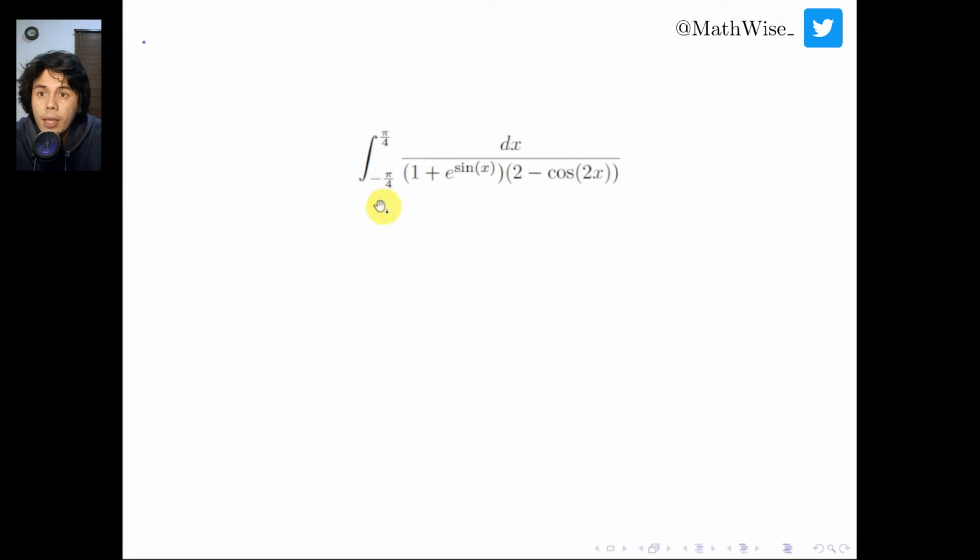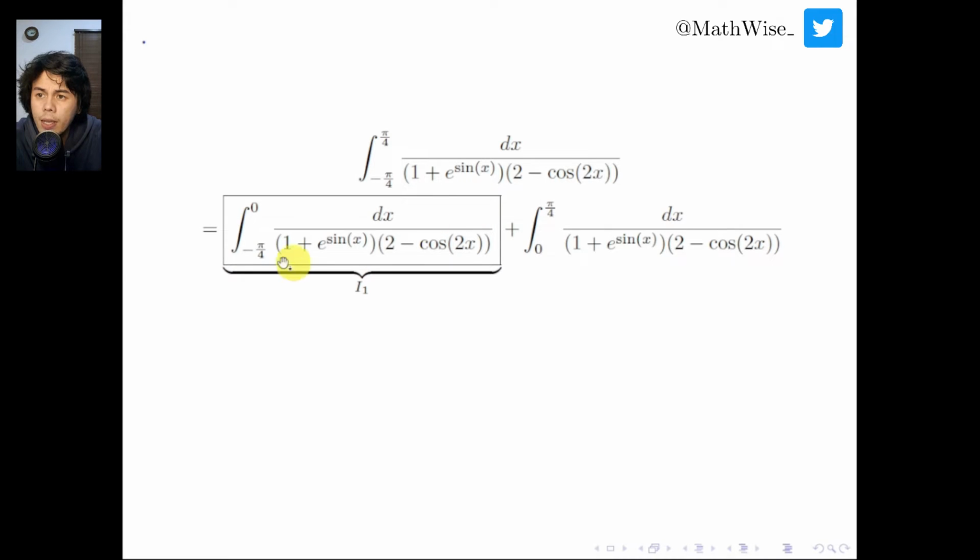Next, let me break this integral into two parts: the negative x part, from minus pi over 4 to 0, and the positive x part, from 0 to pi over 4. The first one I will call I1, and we will work on this part only. We will just leave the other one right here. For the first one, let us use the substitution u equals minus x. This makes sense because we want to use the pattern that we have just described in the previous slide.